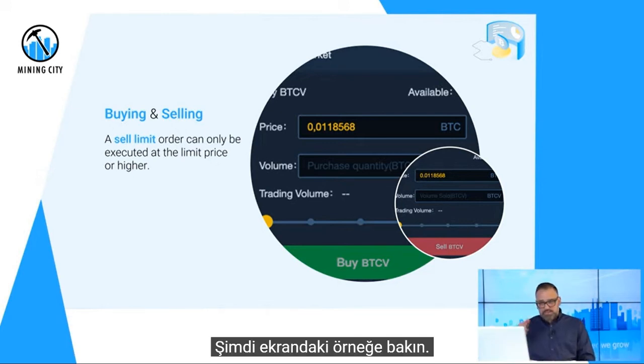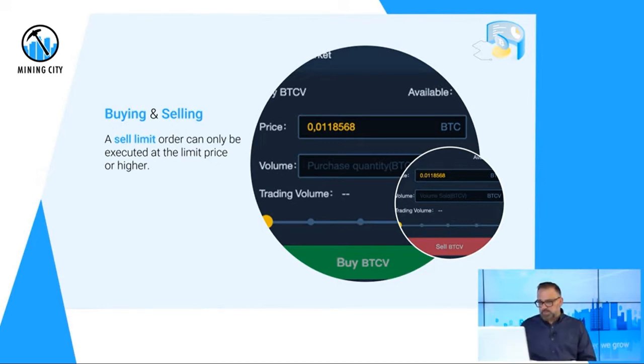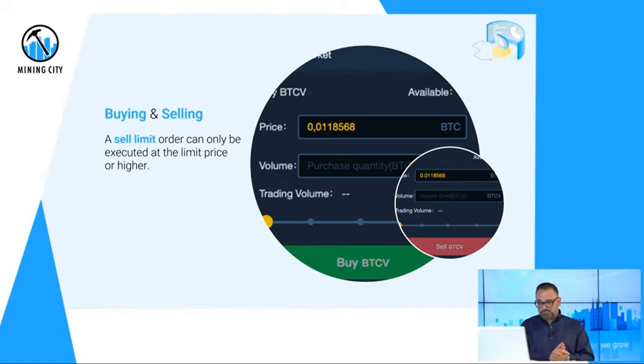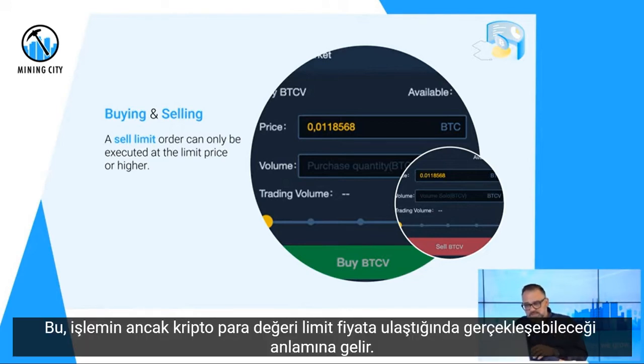Now, look at the example on the screen. It shows a buy limit order of BTCV using BTC only if the price on that pair reaches 0.118568 of a Bitcoin. This means that the trade can only happen once the cryptocurrency value reaches the limit price.